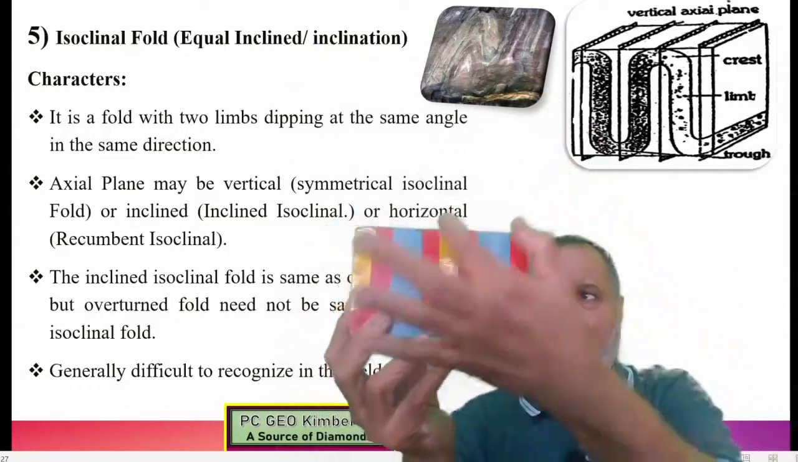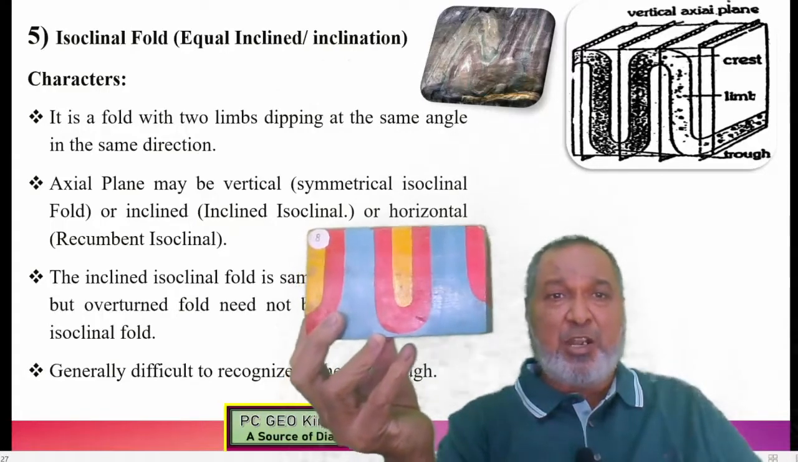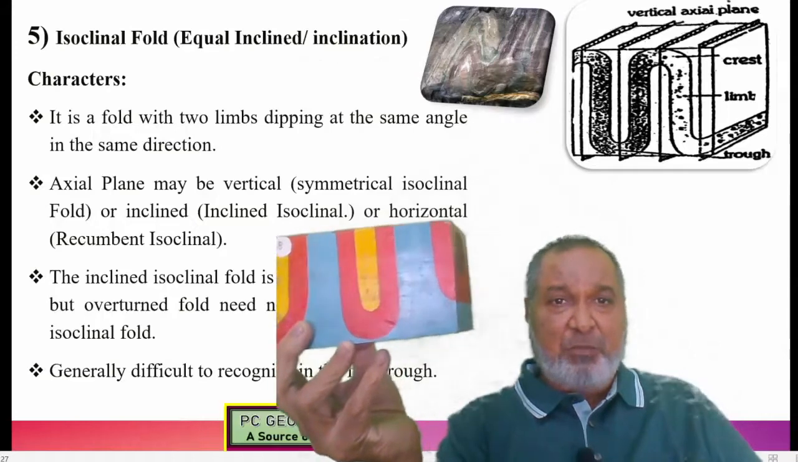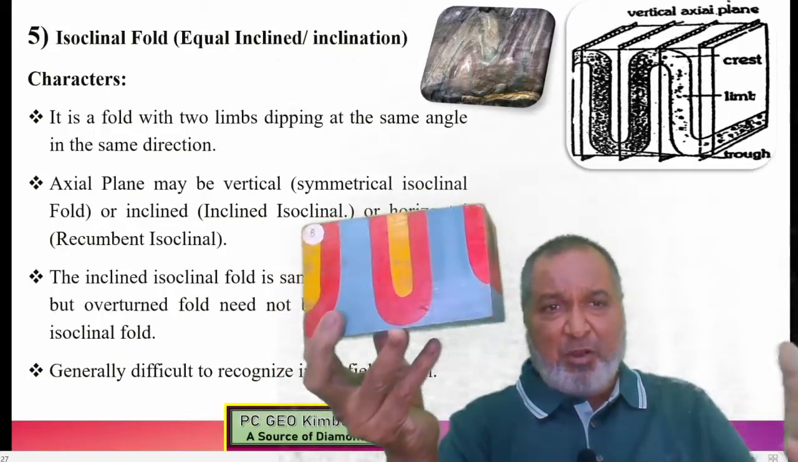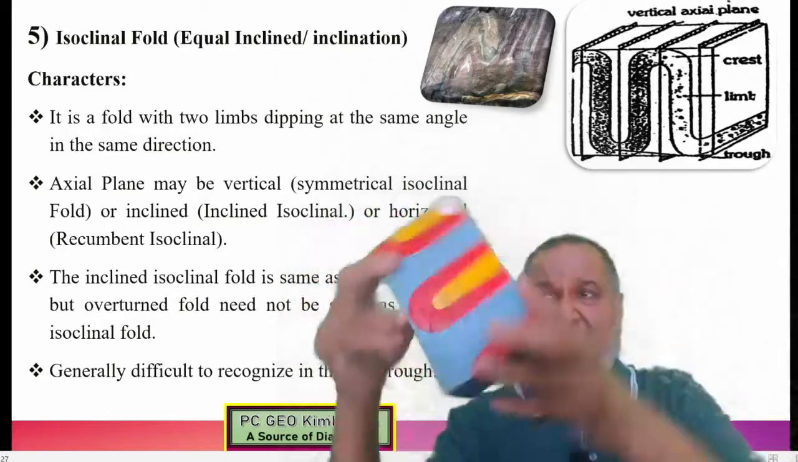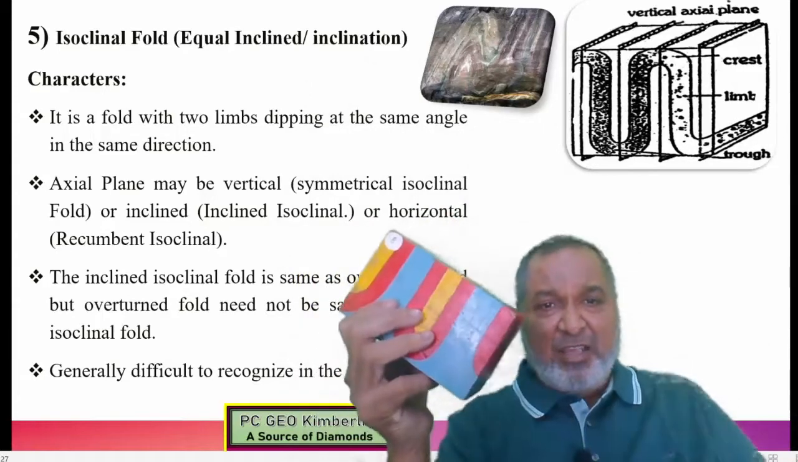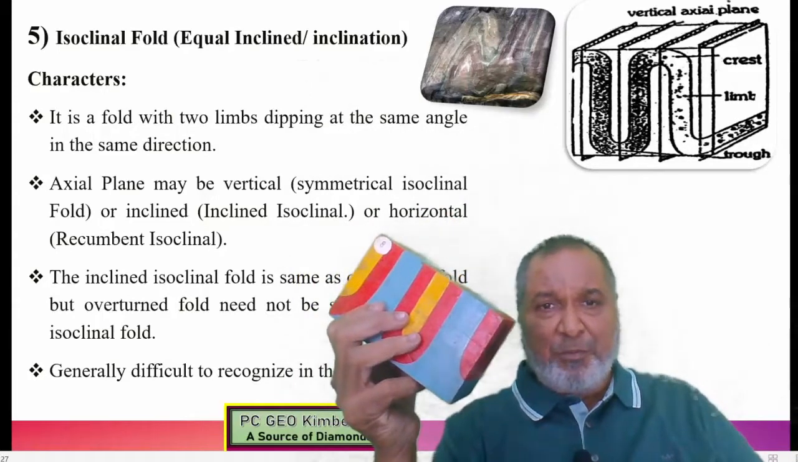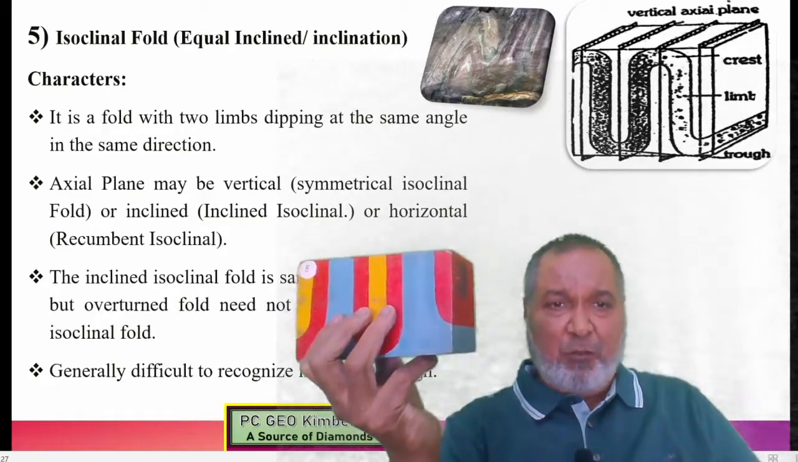If we draw a vertical plane over here, we will find the limbs are parallel to the axial plane. The axial plane may be vertical, that is a symmetrical isoclinal fold, or inclined, or horizontal. If it is inclined, it is an inclined isoclinal fold, and if horizontal, it becomes the recumbent fold. And this is the vertical one. So that is the isoclinal fold.